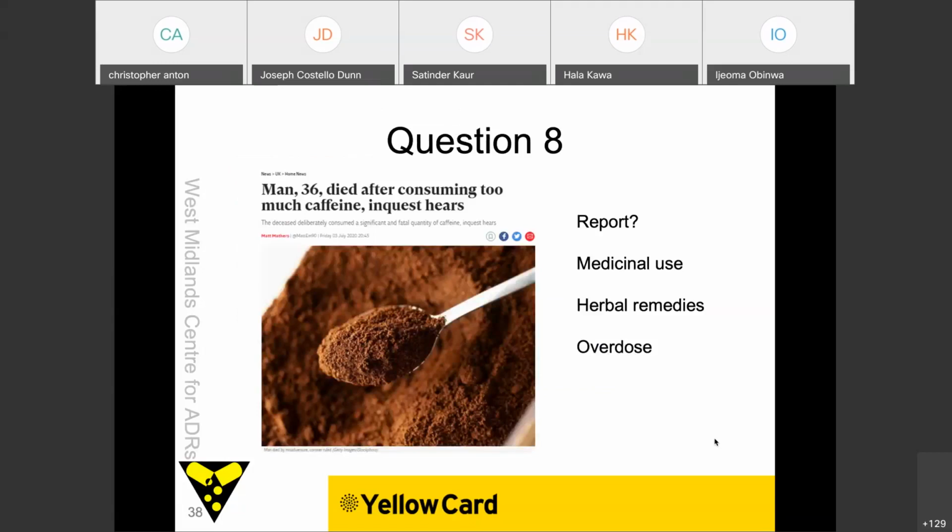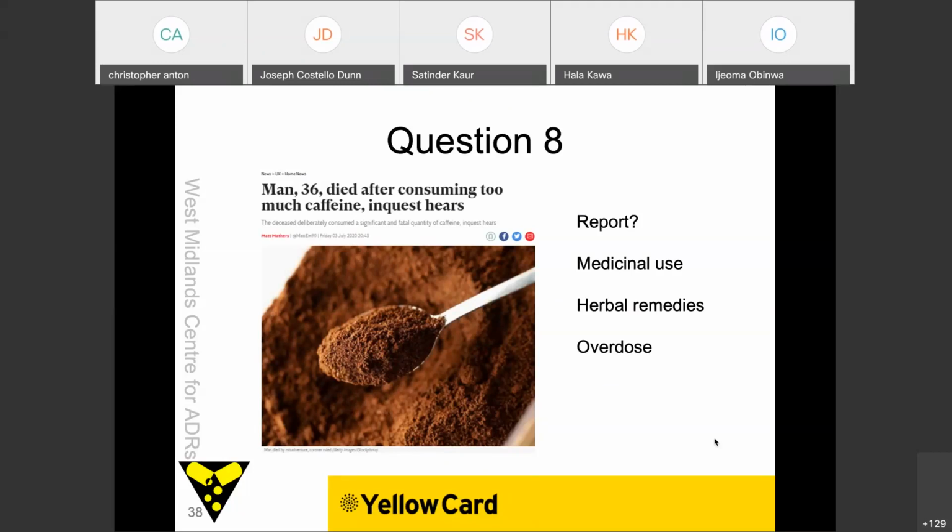So someone died from consuming too much caffeine. Would you report this on a yellow card? So the answer here is actually no, because it's caused by coffee. So coffee being a food product, we wouldn't report it.